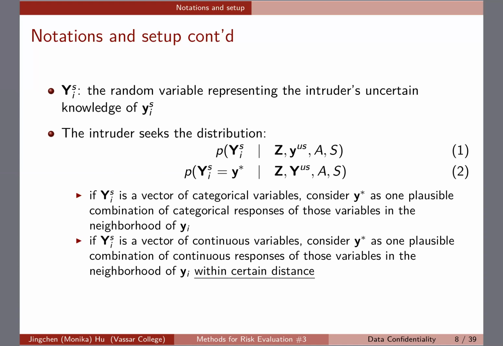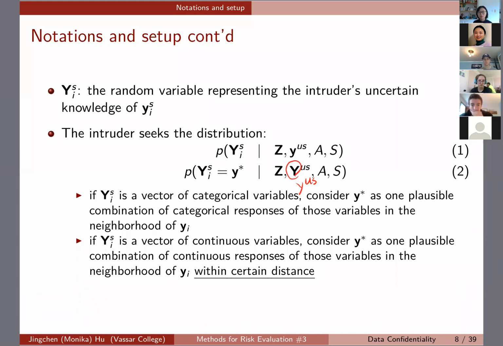Okay, and sorry, this should be a small y, I think. Yeah, so this one should be a small y, because we use a capital letter to represent anything random, and a small letter to represent anything known.